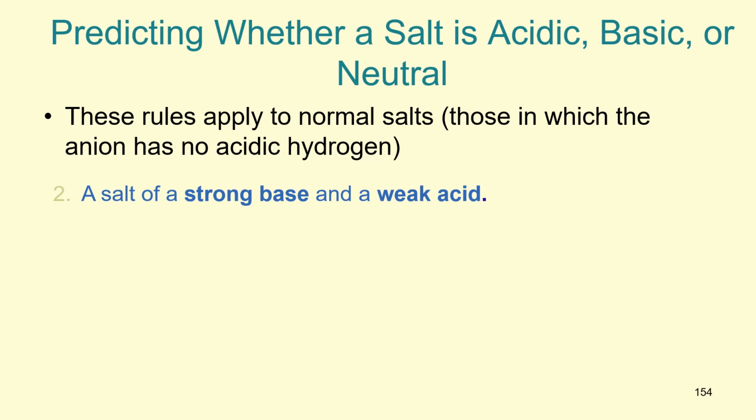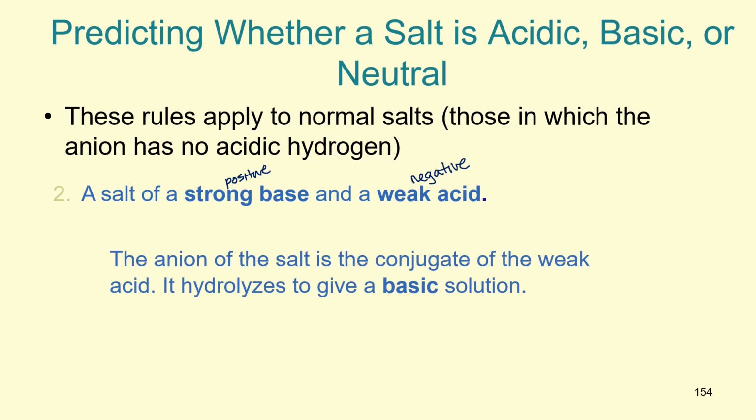However, if we have the positive ion comes from a strong base, but the negative ion comes from a weak acid, then it's going to be basic. Basic solution because the conjugate base is hydrolyzable. What's an example of that? NaCN, or what was the other one? Potassium acetate, KC2H3O2.